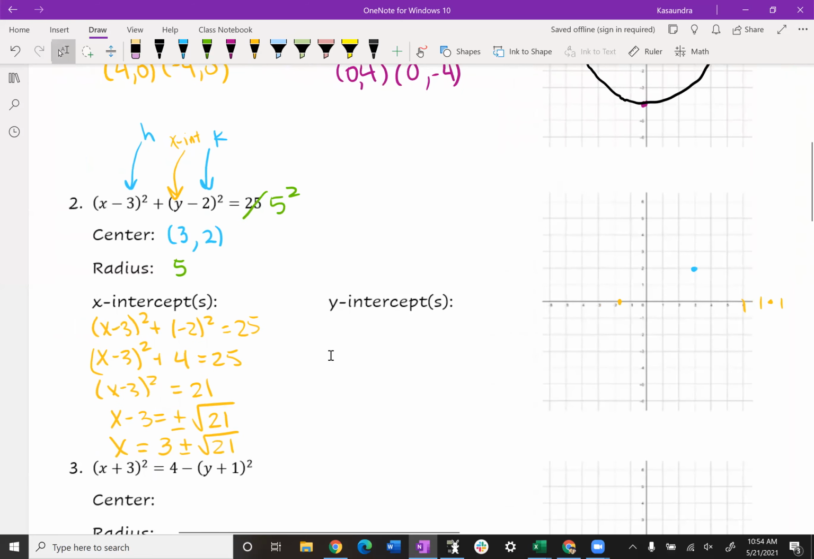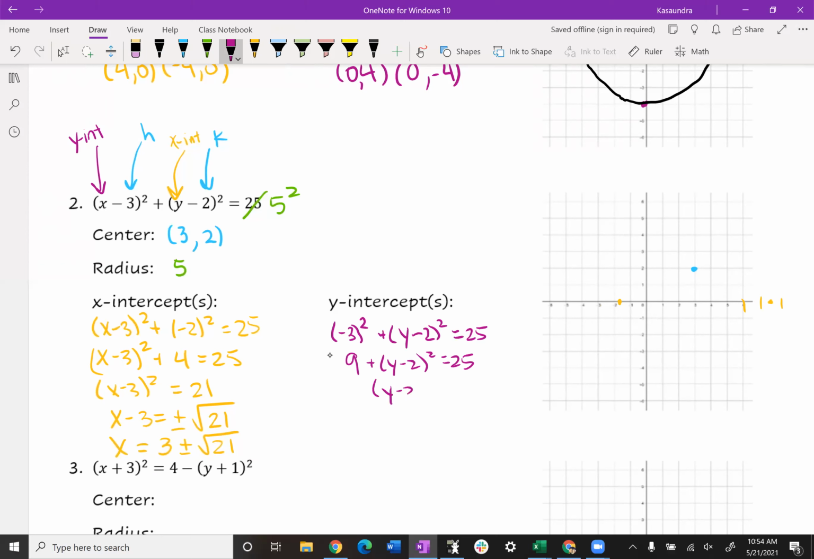All right, and then let's go find our y-intercept. Very similar. I just set the x value equal to 0. If I'm looking for a y-intercept, my x is 0. So 0 minus 3 is negative 3 squared plus, and then I'm going to solve for this y. All right, so my 3 squared is 9. And then I will subtract the 9 on both sides. All right, so I get a 16.